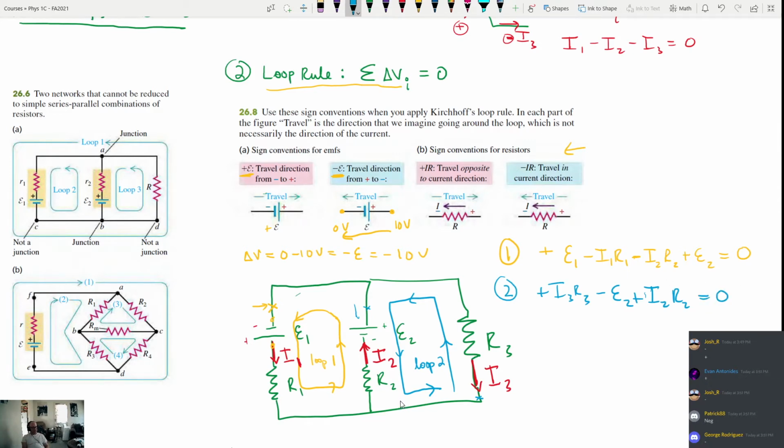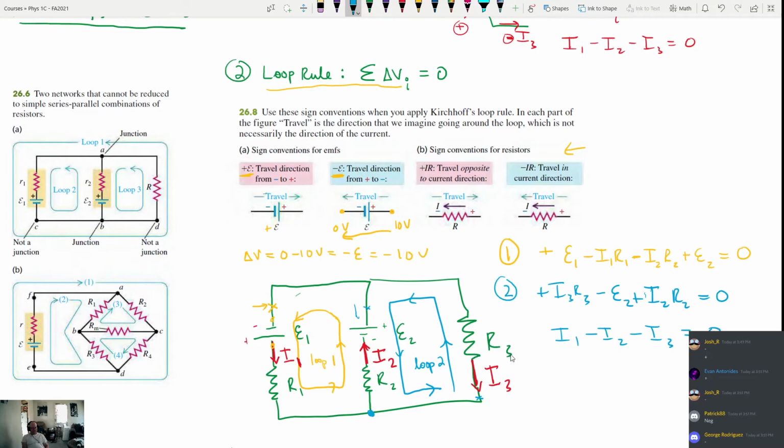What about the junction rule? Could I have written a junction rule for this circuit? Of course I can. I can look at this junction right here. Let's look at this one. This one has current I1 flowing in, I2 flowing out, and if you follow I3, it's also flowing in.